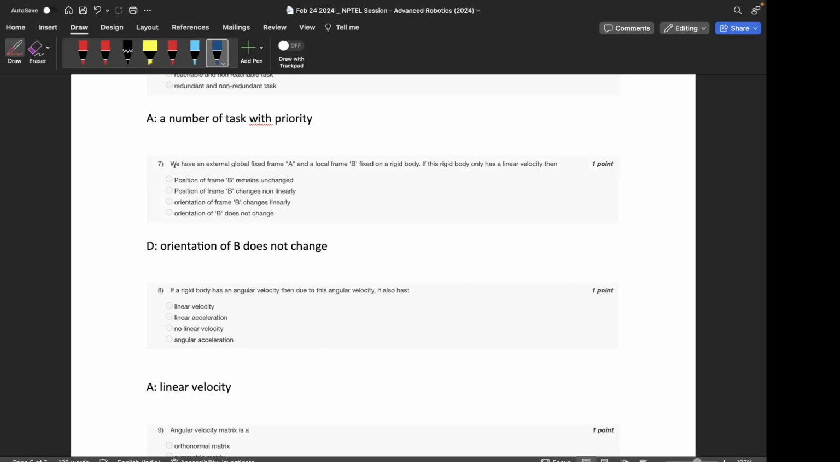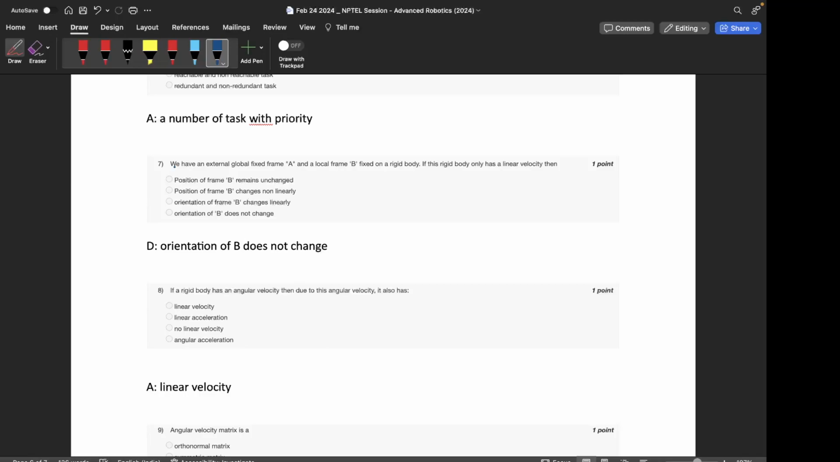The next question is, we have an external global fixed frame A, and a local frame B fixed on a rigid body. If this rigid body only has linear velocity, then what happens? Like, what's the relation between frame B and frame A?